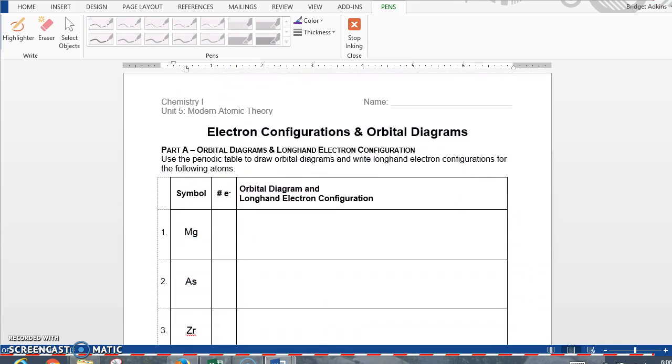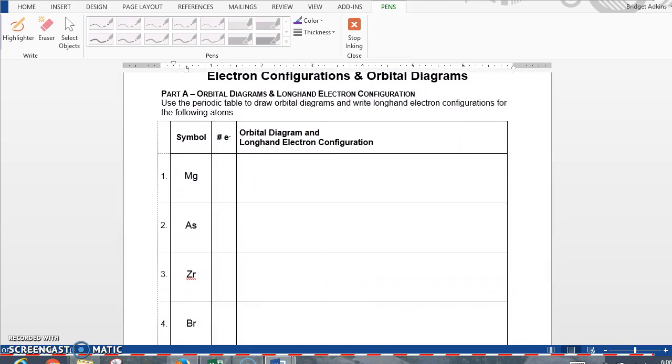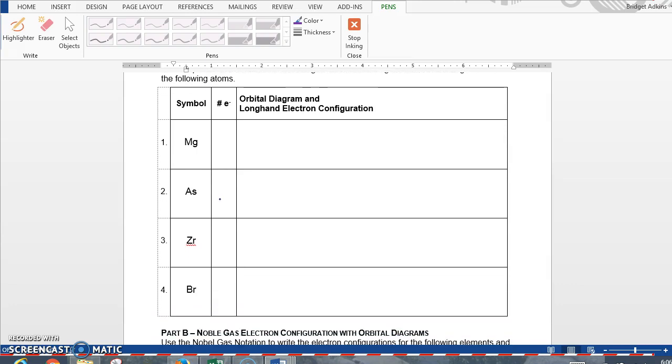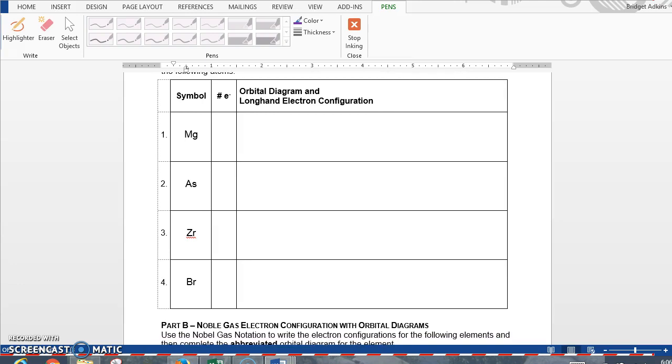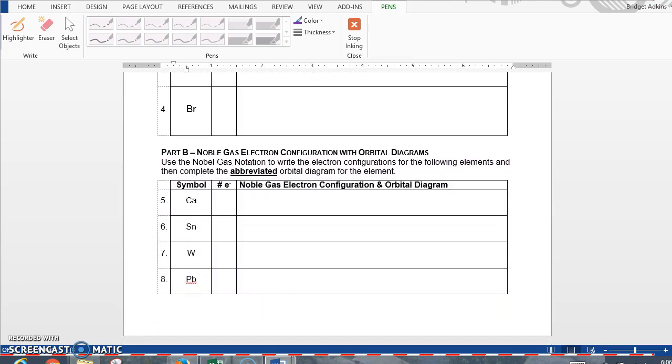All right, so back here you've got additional practice. So number of electrons, of course, comes from the atomic number. You're doing the orbital diagram and the longhand electron configuration, so that's called the complete or the longhand. And then down here you get a little bit of a break because you are allowed to do the noble gas electron configuration along with the abbreviated orbital diagram. So again, just make sure you're checking those total electron counts before you draw your orbital diagram. So take care of that practice and we will check them together.